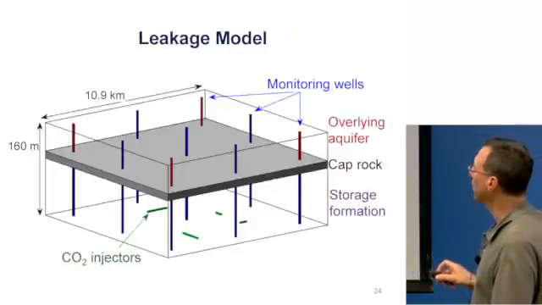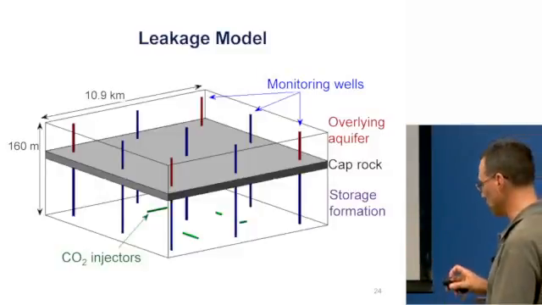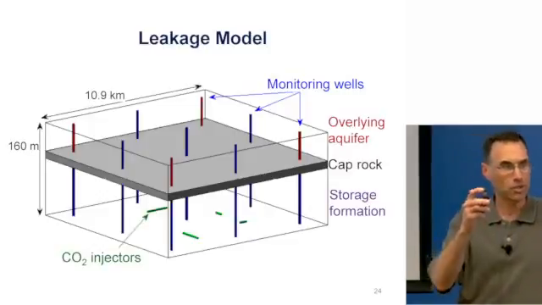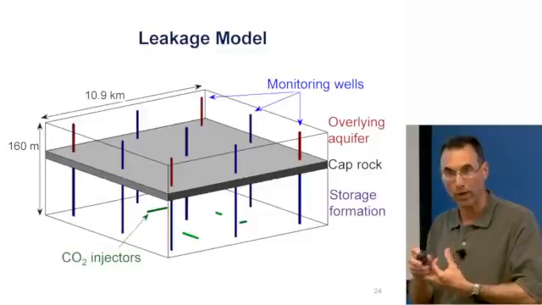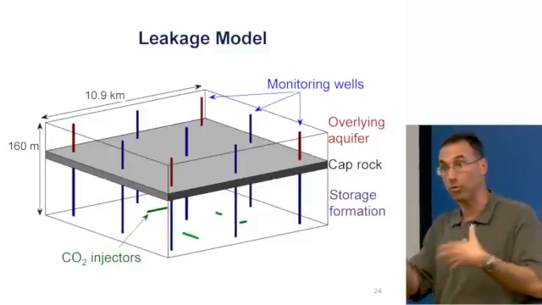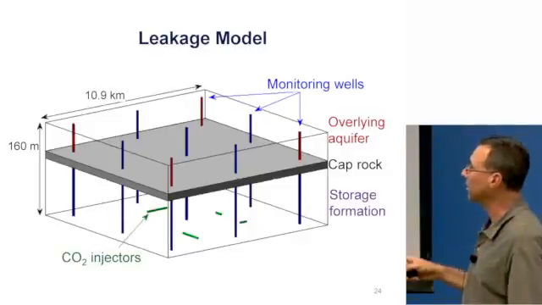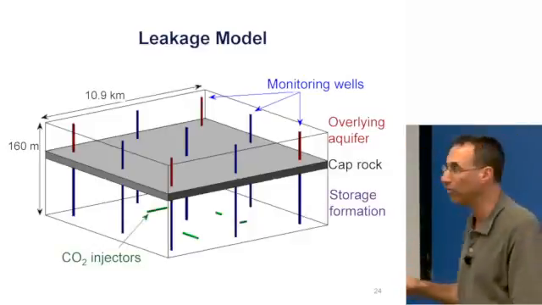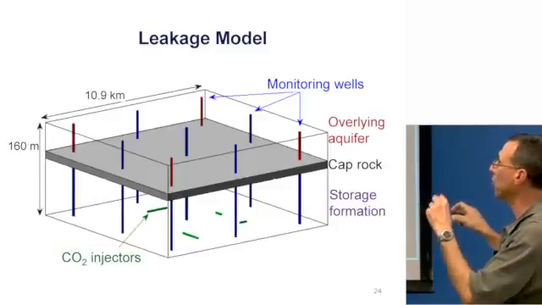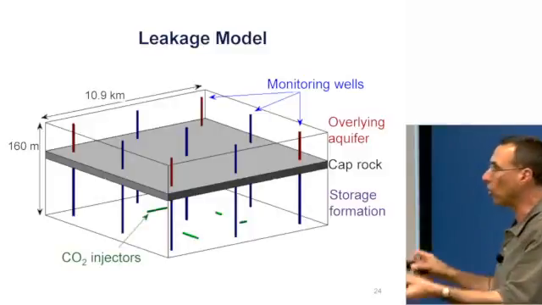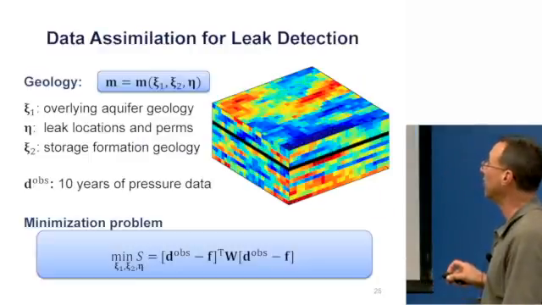I'll just very quickly talk about detecting leaks, and then we'll quit and move to questions. So, of course, there is always some risk of leakage, and if leakage does occur, we would like to detect it quickly, in order to be able to remediate or change something. So the idea here is, how do we actually detect leakage? We're looking at scenarios where we've got monitoring wells in the overlying formation where we can measure the pressure with the goal of seeing if we can detect leakage when it occurs, by solving an inverse problem.